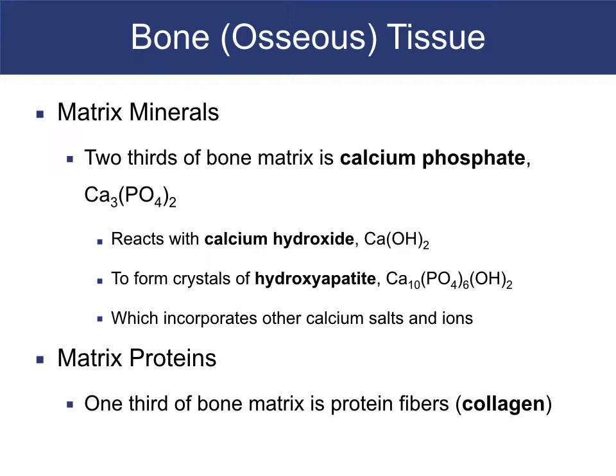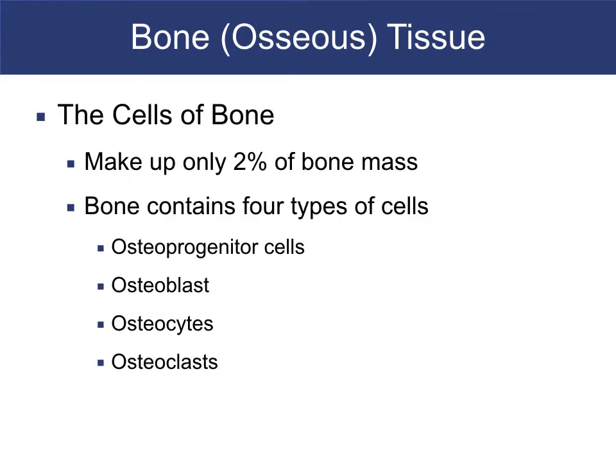Remember, there's also about a third. I said a half, a third, or a quarter to a third, but it's about a third. That's the number you should know. About a third of bone is actually protein fibers called collagen. And you know about collagen fibers already. Please know that only about 2% of a bone is actually made up of cells, which means that 90% of it is this other stuff, most of which is the matrix, which is the calcium salts and the collagen fibers that make it strong.